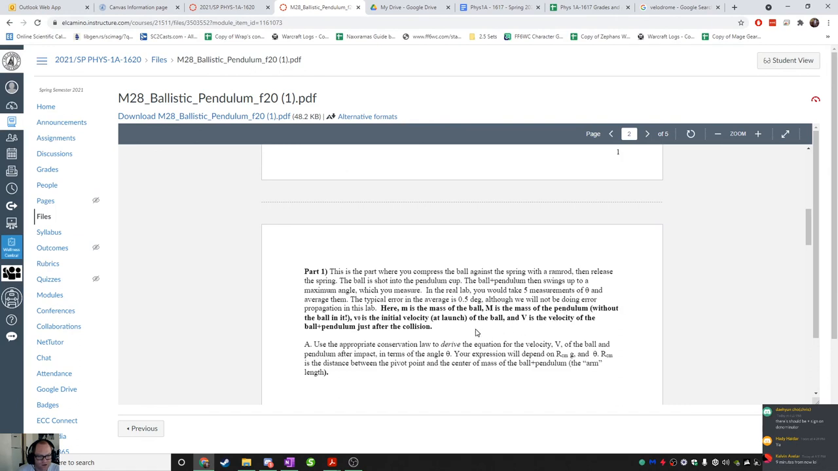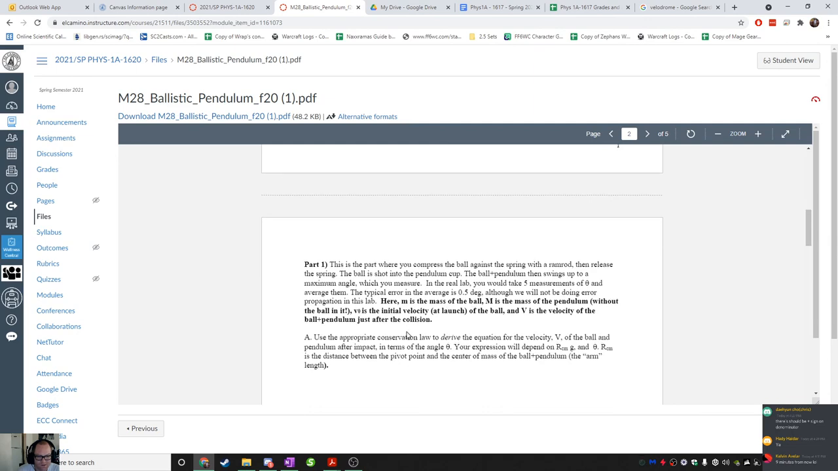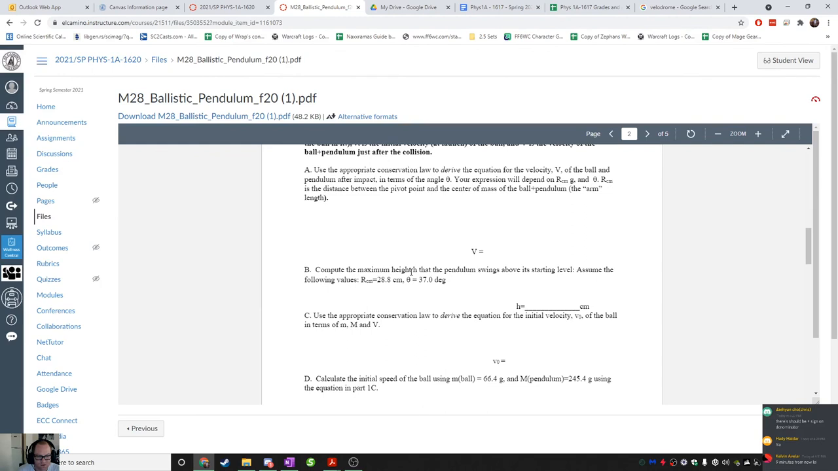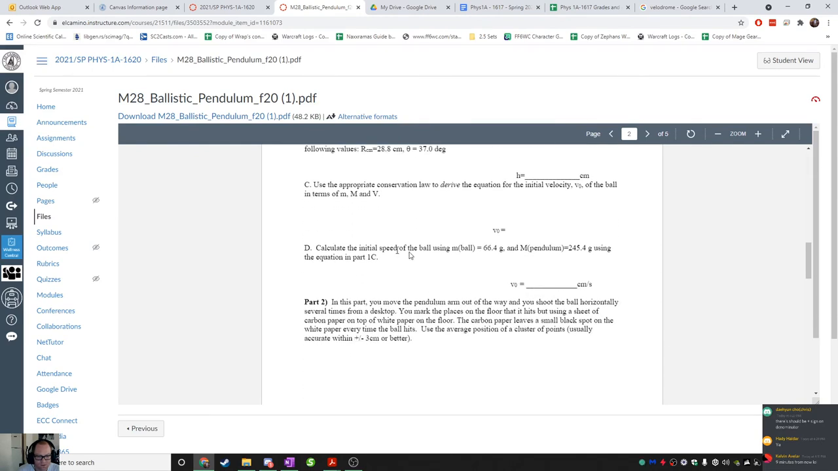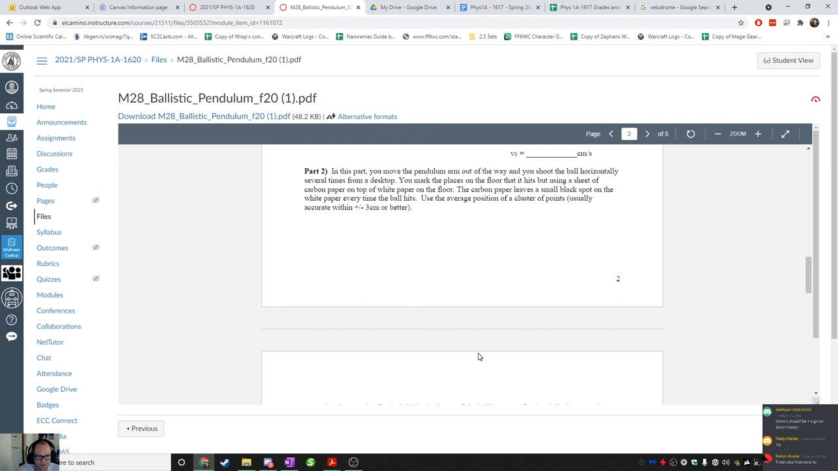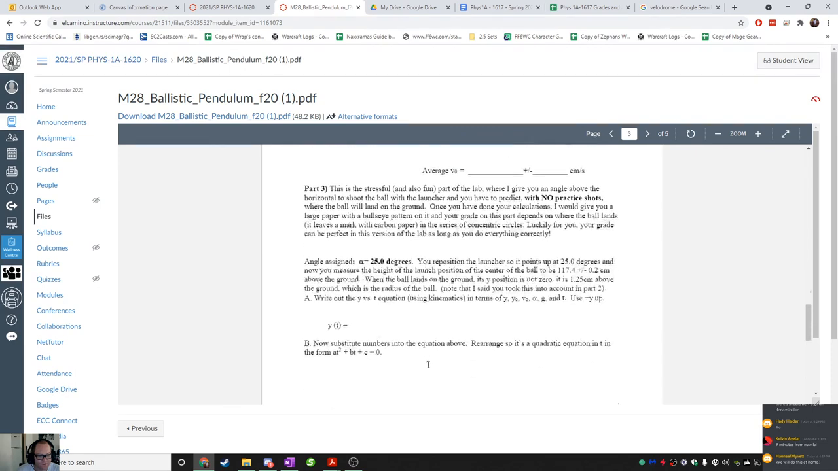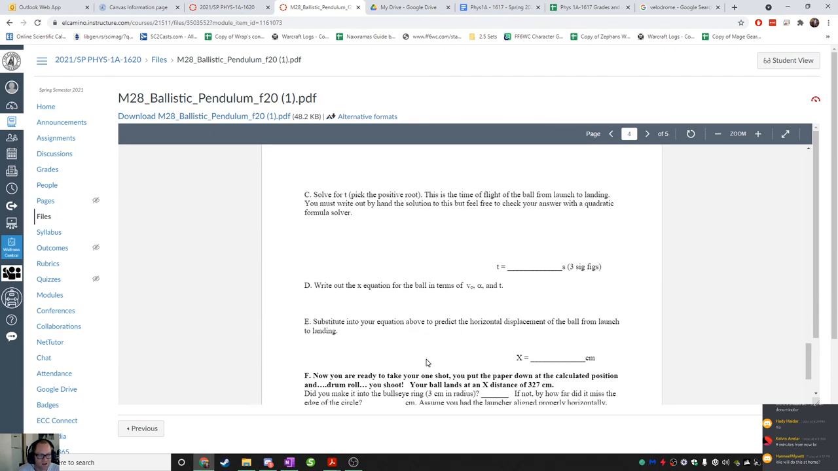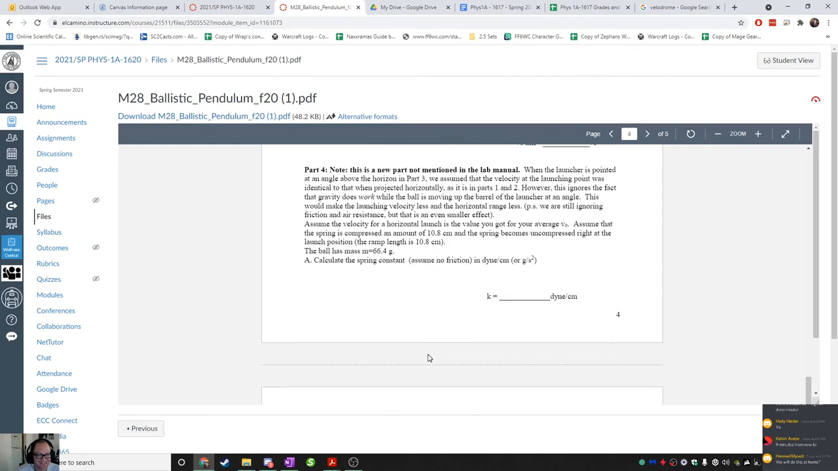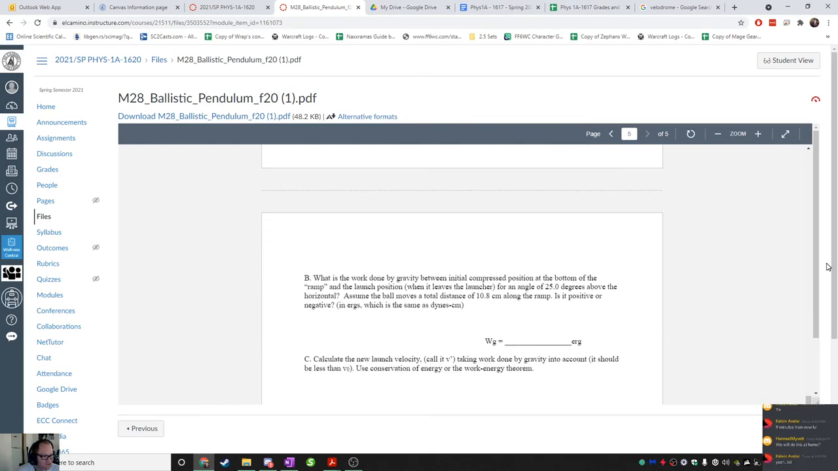I wonder if you have enough information here to actually start working on it. Because it says, in the real lab, you would take 5 measurements of theta and average them. I read this, but it was a few weeks ago, so I don't remember everything. Here are the mass and the velocity of the ball. So here you have to derive the speed, and there are the measurements. Basically, you'll be able to do all this stuff at home. It's mostly just calculations, unfortunately. There's not much you can do. This is like a simulation of doing the lab.